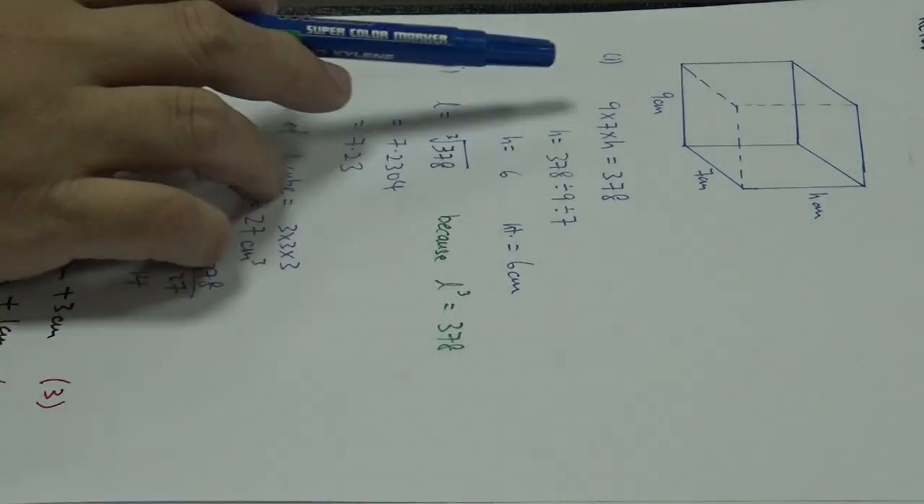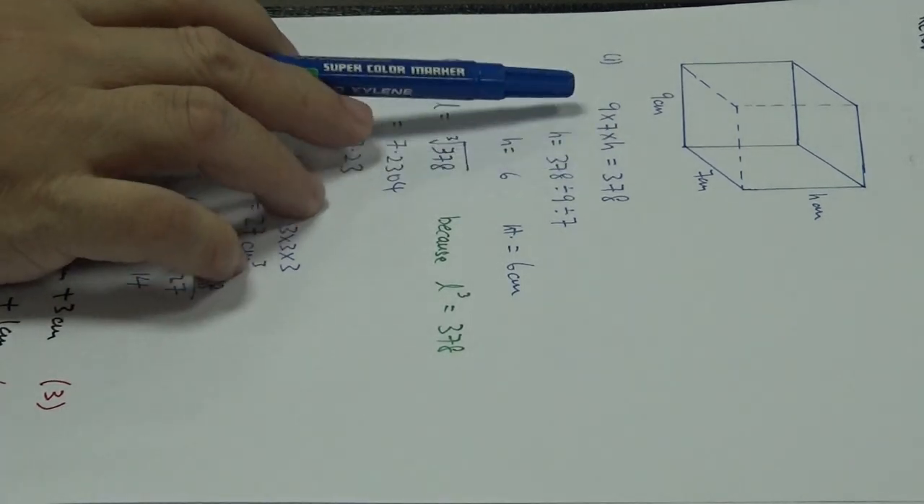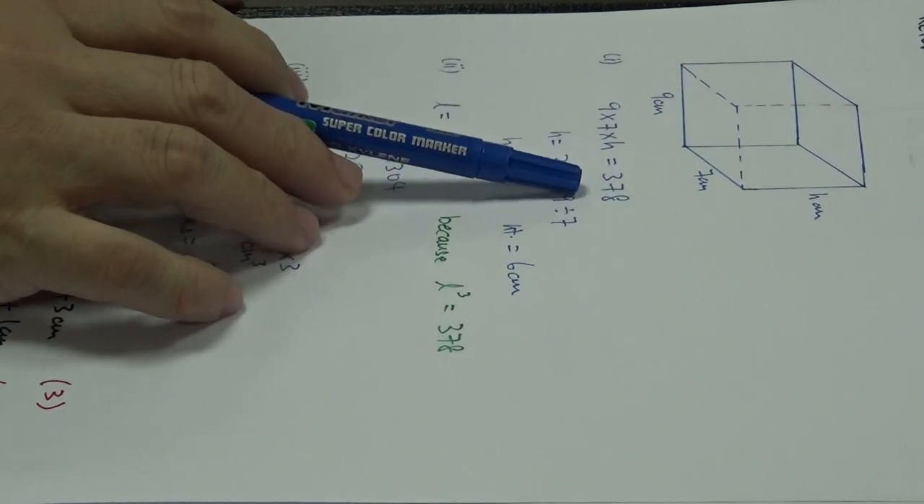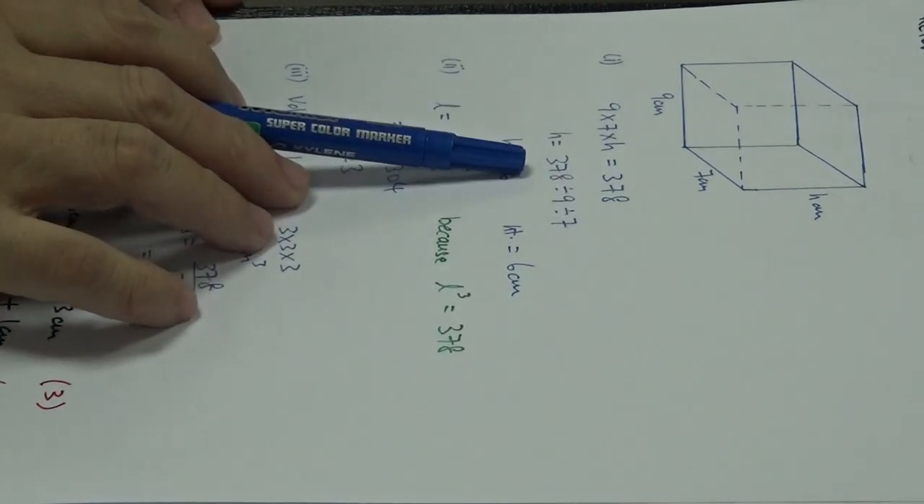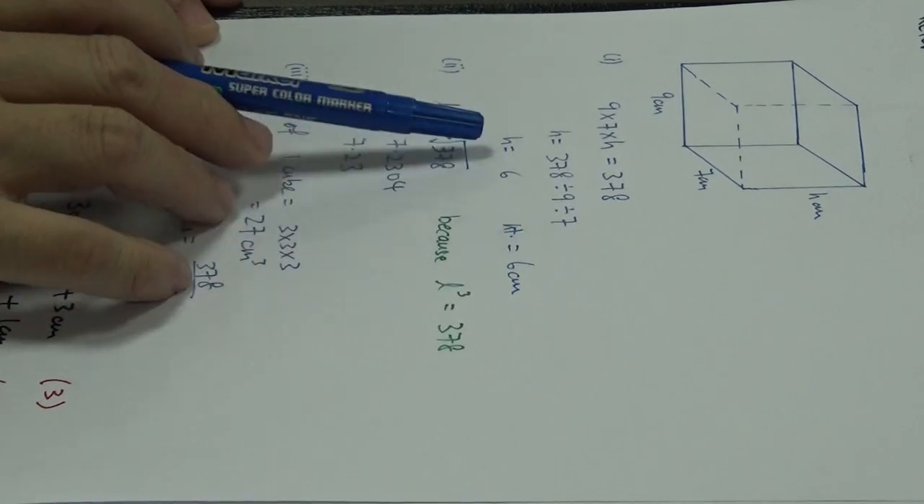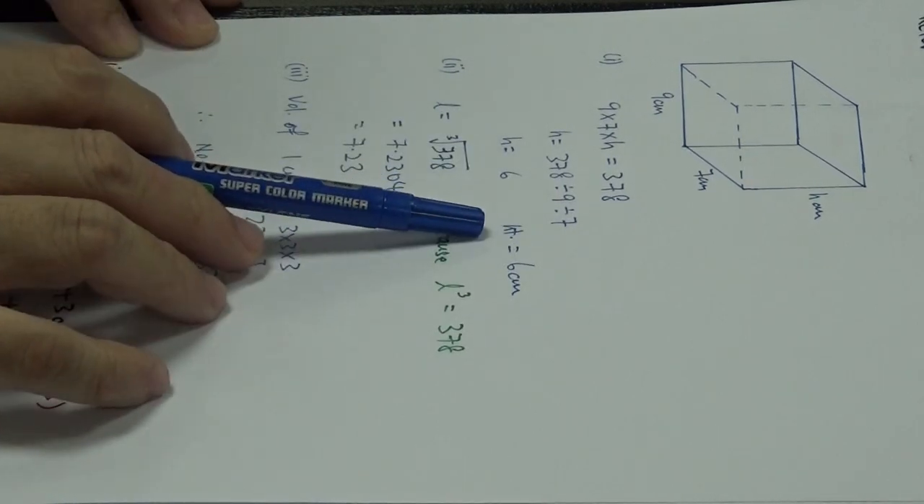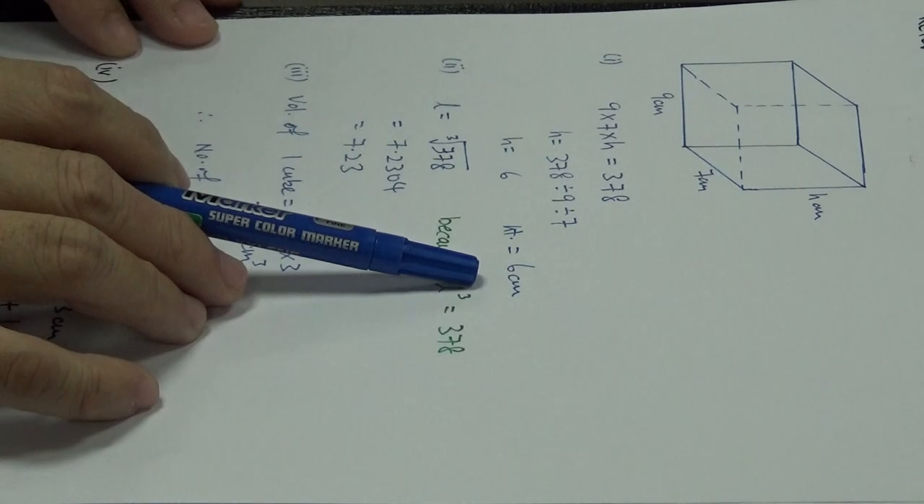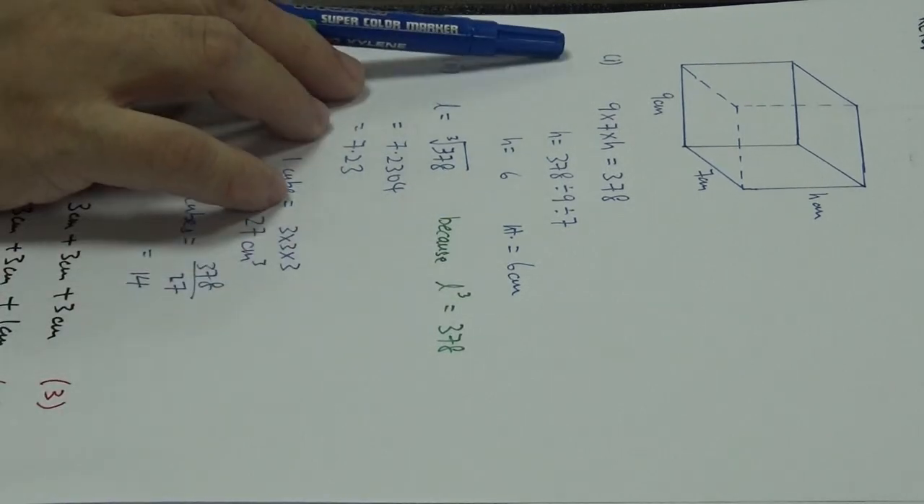Now, we will have 9 times 7 times height, length times breadth times height, equal to 378. Height will be 378 divided by 9 divided by 7. I will get 6, and therefore the height will be 6 cm. Okay, that's how we do our part 1.